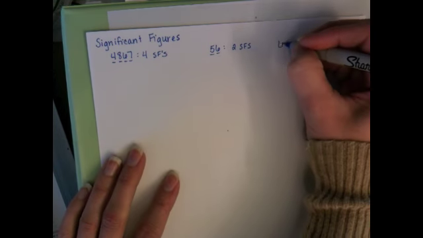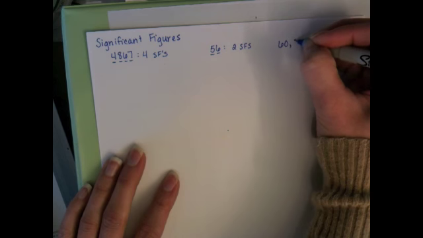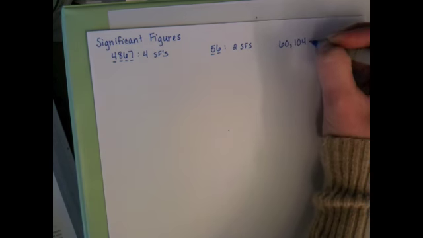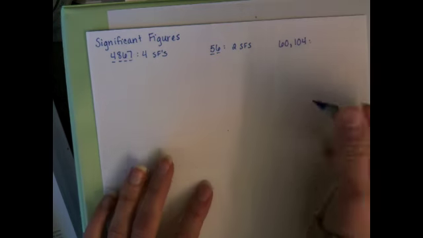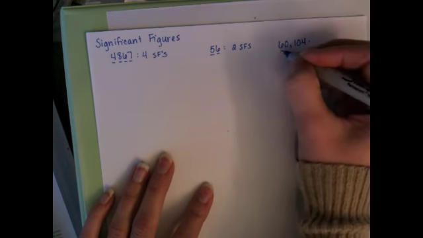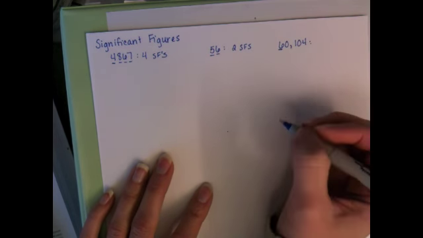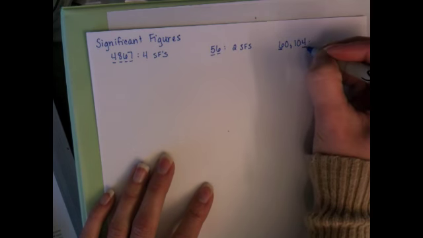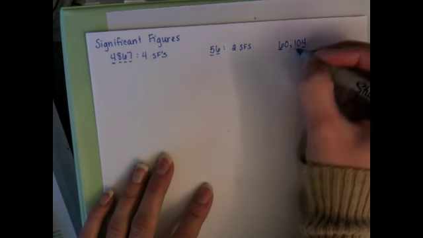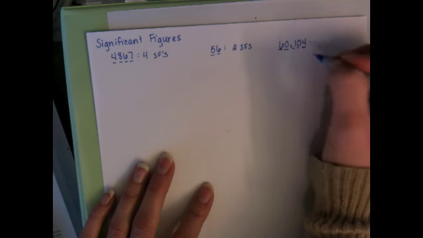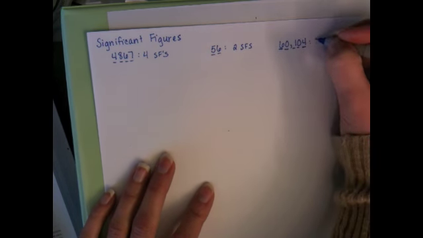Next example, 60,104. For this number, we look at the first non-zero digit, which is a 6, and we look at the last non-zero digit, which is a 4. And every digit in between also is significant. So this one has 5.